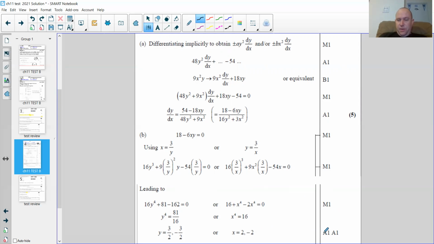I actually changed the points for this one. I didn't give 2 points for the answer. I gave 1 point for the answer. I gave 1 point for getting to this sort of equation as well. So I kind of split this up slightly differently to how they did this on here to try and make this a little bit easier for you guys as well. All right, that's the answers to the test.